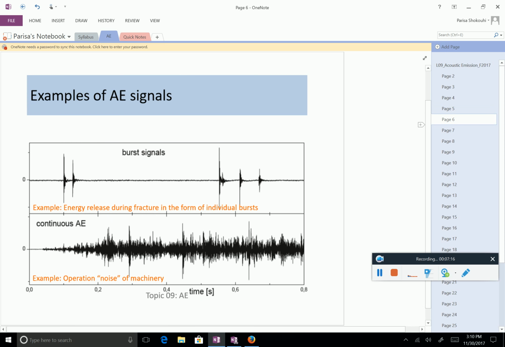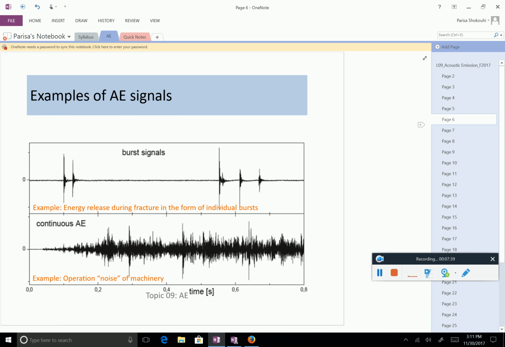Now, how does it look? If you have, let's say, a machine which is operating, like a washing machine or machinery in a factory, if you place an acoustic emission sensor, you are going to hear constantly something going on.